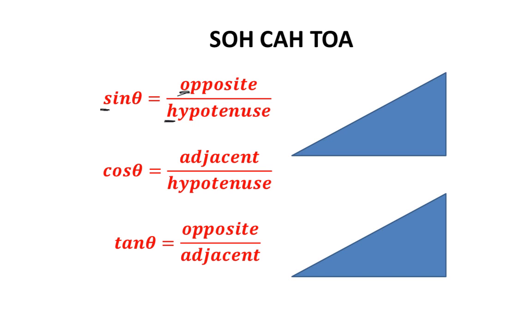CAH contains the letters C, A, and H. That corresponds to cos theta, which is equal to adjacent over hypotenuse. TOA contains the letters T, O, and A, which corresponds to tan theta, which is equal to opposite over adjacent. It is important to remember that SOHCAHTOA only works for right triangles.